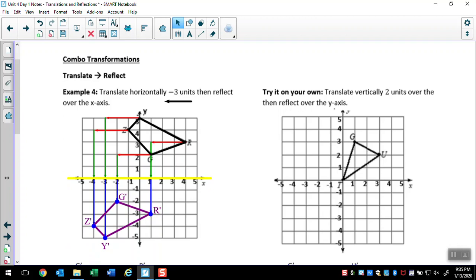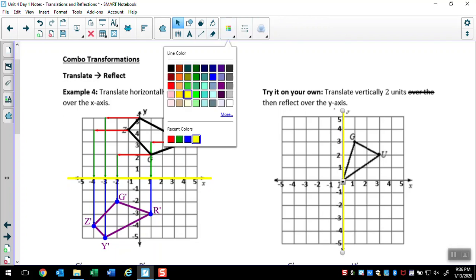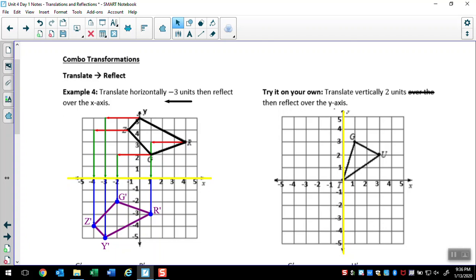All right, I'd like you to try this one on your own. Translate this triangle vertically 2 units, and then reflect over the y-axis. There's a typo in here. Okay. So translate vertically 2 units, then reflect over the y-axis. Remember, your y-axis is this one here. Highlight it if it makes your life a little bit easier to remind you of where you're reflecting it. So go ahead and pause your video now.